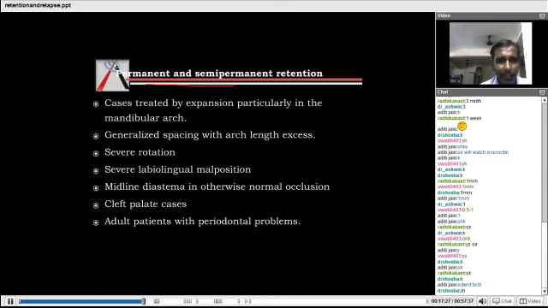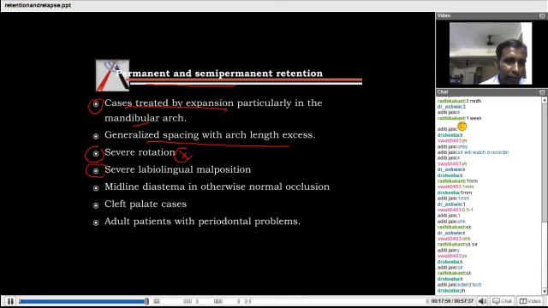Permanent and semi-permanent retention, particularly for cases treated by expansion, particularly the mandibular arch, which tends to collapse very fast. So you have to give a permanent retention. Generalized spacing with arch length excess: arch length is more and tooth size is small, you have to give a permanent retention, otherwise it will tend to open up again. Okay? Severe rotations, very important, should be given a permanent retention.